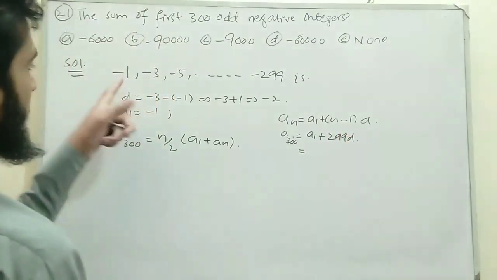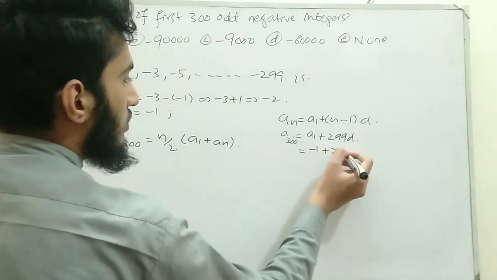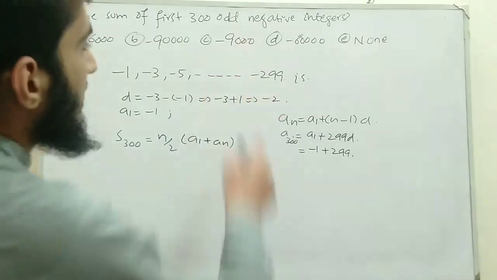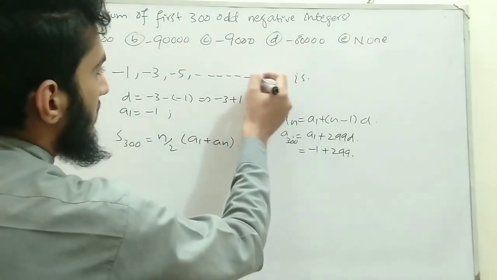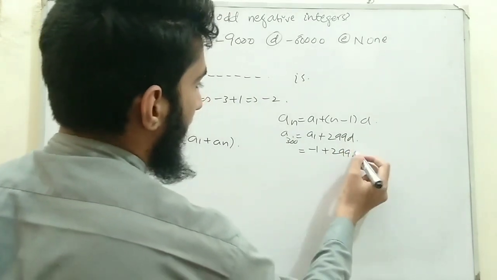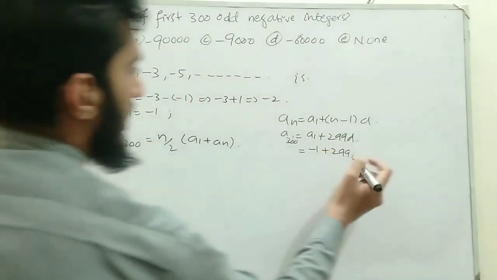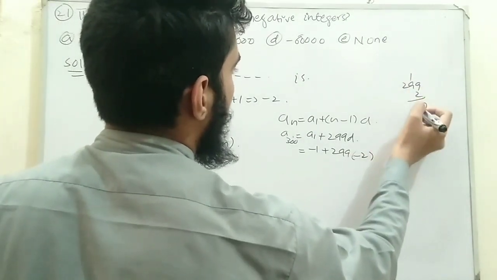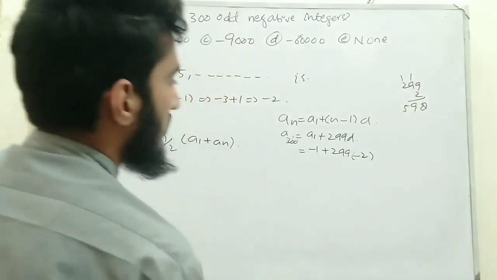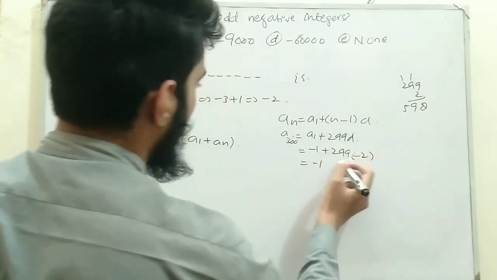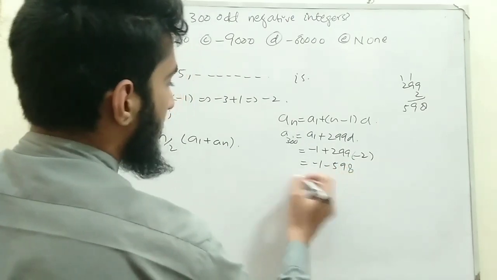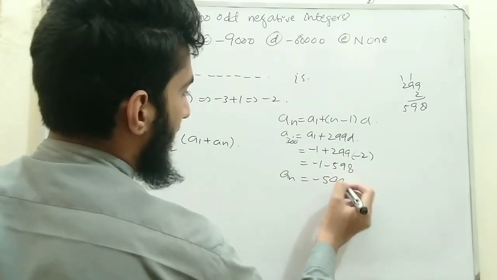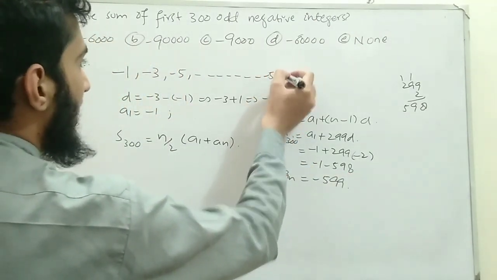Here a1 is minus 1, plus 299 times d, where d is the common difference, which is minus 2. The sequence goes minus 1, minus 3, minus 5 and so on, but this is not the last term. 299 multiplied by 2 gives 598. So minus 1 and minus 598 gives the last term an equal to minus 599.